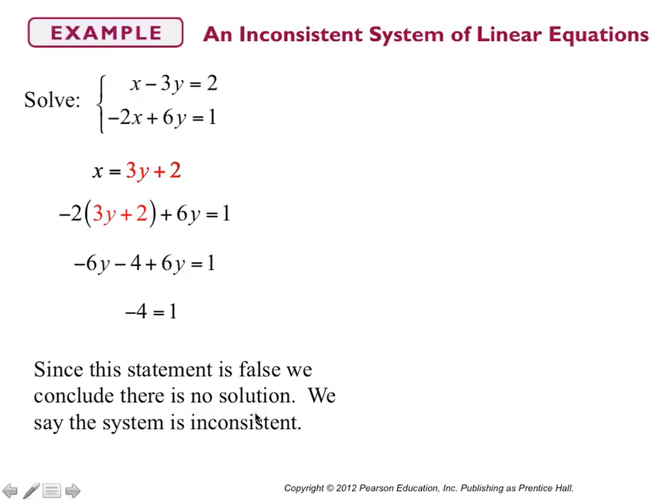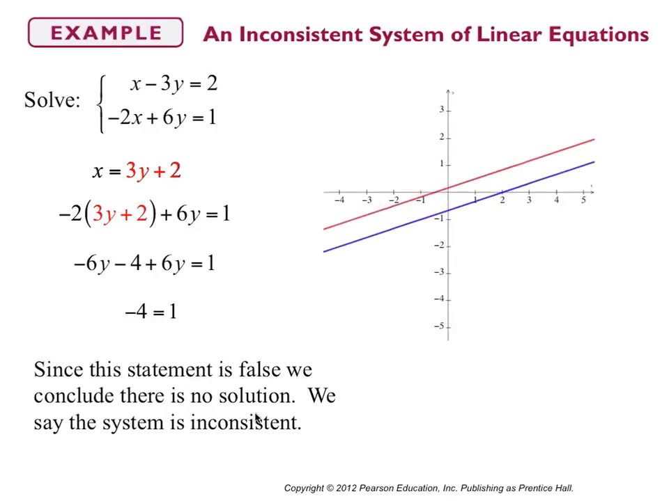So another thing that we could say is that the system is inconsistent. And if you think back about when we talked about inconsistent lines, these are actually two parallel lines here. So there is no solution because they never intersect.